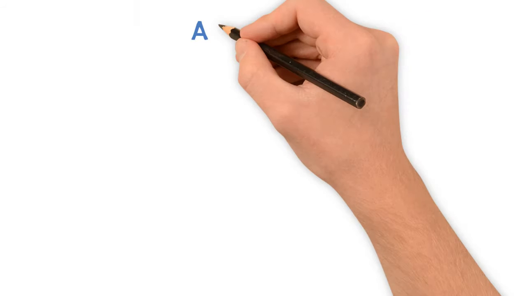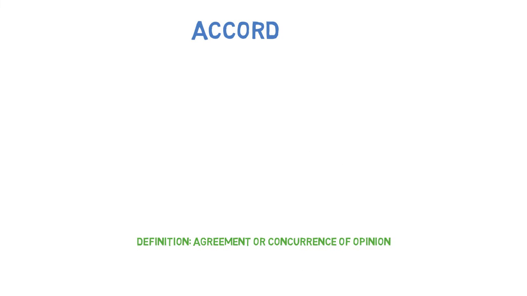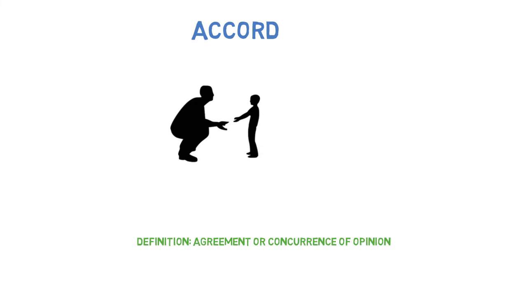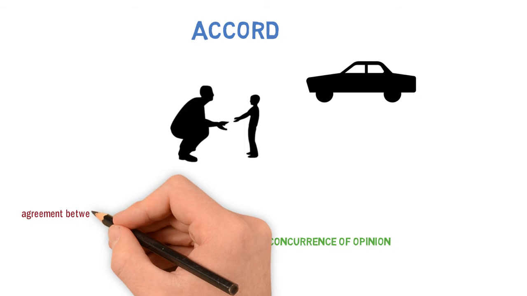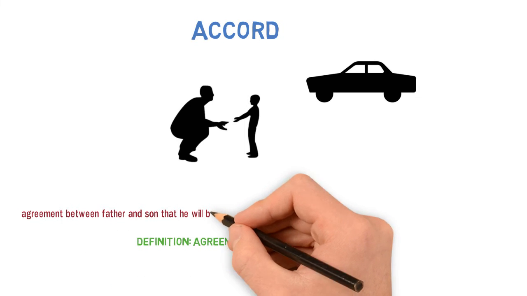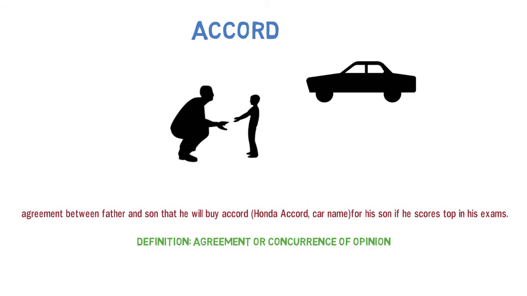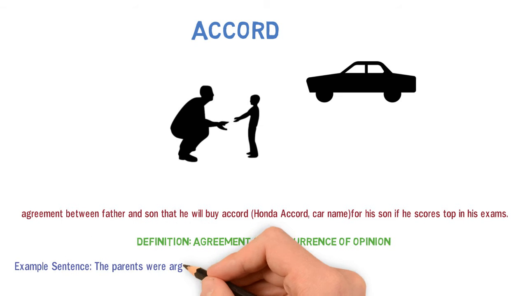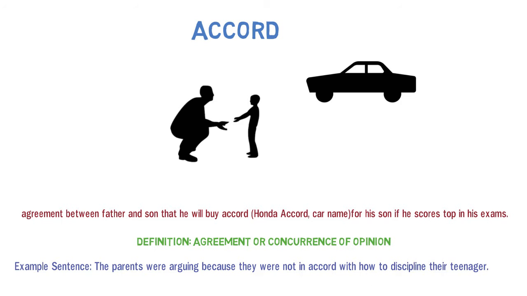The first word is accord. Definition of accord is agreement or concurrence of opinion. Here you can see the son is requesting his father to buy him an Accord car. The mnemonic which we can use here is an agreement between father and son that he will buy a Honda Accord for his son if he scores top in his exams. The example sentence is: the parents were arguing because they were not in accord with how to discipline their teenager.